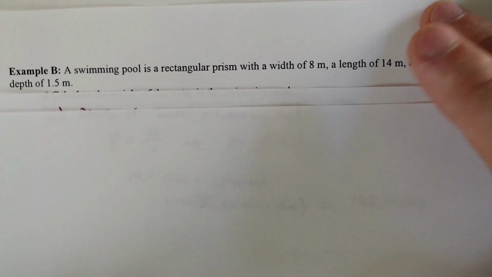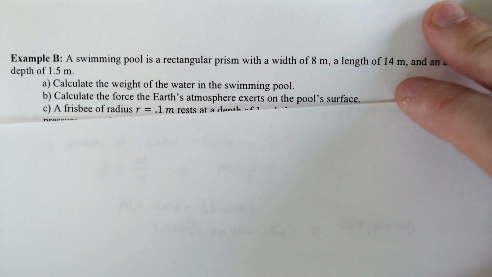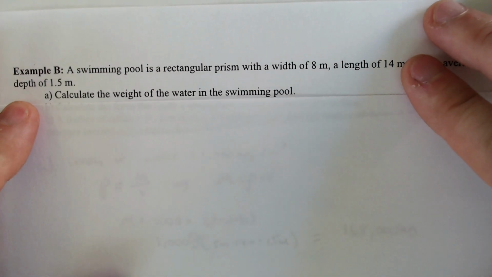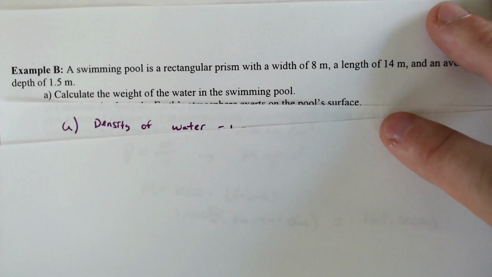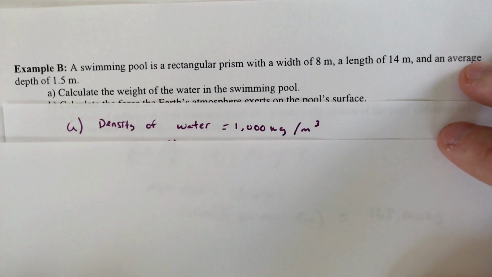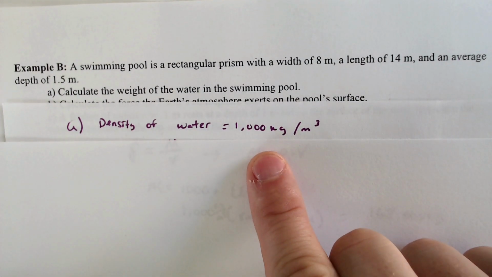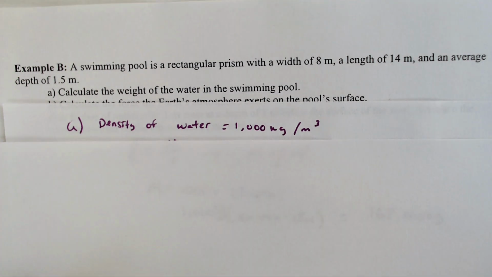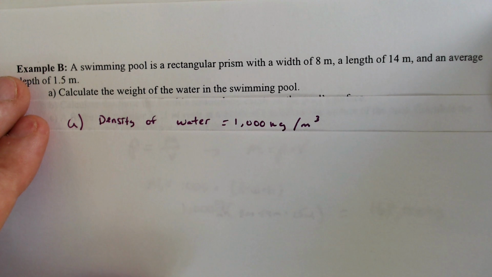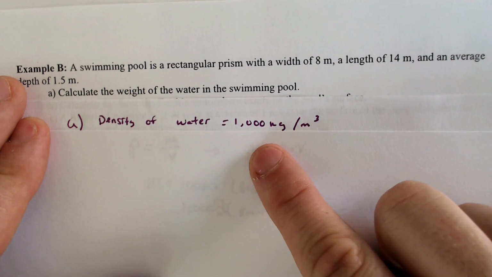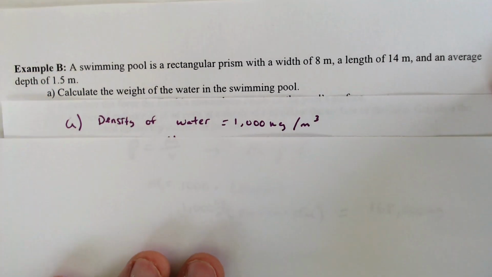Okay, so our first question with this is: calculate the weight of the water in the swimming pool. In order to do this, you need to first recognize that the density of water is 1,000 kilograms per meter cubed, because it matters what is in this pool. If we filled it with mercury, mercury has a much higher density and it would weigh a lot more than the water would. So we need the density of water, put it to memory, 1,000 kilograms per meter cubed.